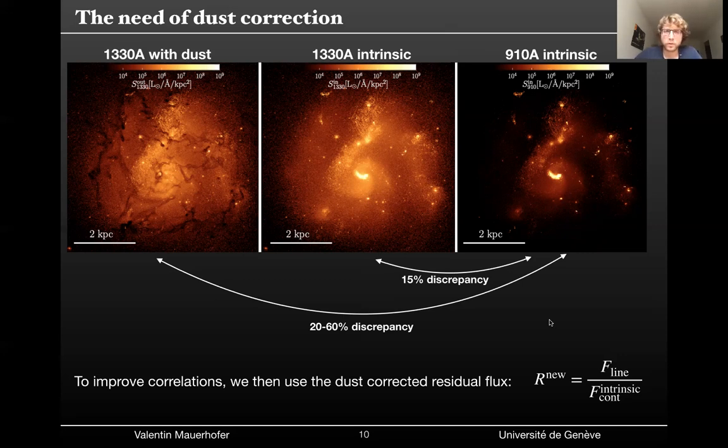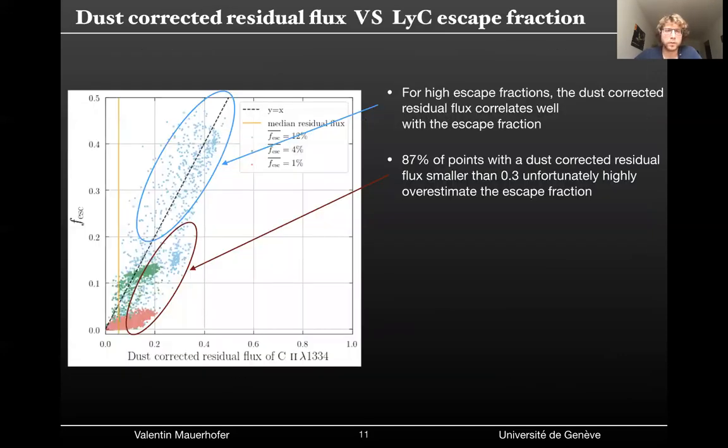So now here is the new scatter plot, but with dust-corrected residual flux. We see that now the points follow more the one-to-one relation, especially for high escape fraction. There is still some scatter, but now the residual flux is a good indicator of the escape fraction. Unfortunately, for lower values here, there are a lot of points that are still on this side, and so for more than 80% of the points here, the residual flux still overestimates the escape fraction. And that is hard to correct, but it's already better than before.